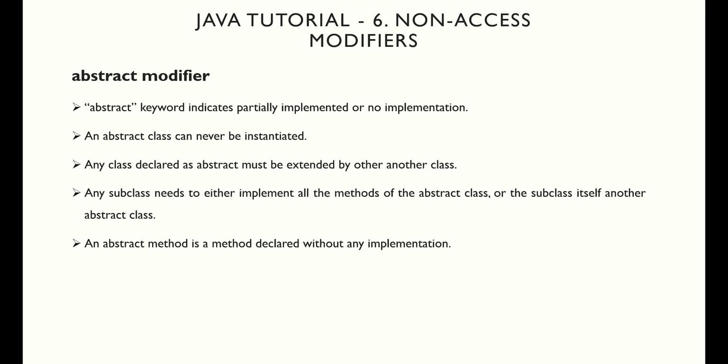Abstract methods. An abstract method is a method declared without any implementation. The method's body is provided by the subclass. An abstract method declaration ends with a semicolon. Any class that extends an abstract class must implement all the abstract methods of the superclass, unless the subclass itself is an abstract class. An abstract method can be declared only in abstract classes. This means if a class has an abstract method, the class should be declared as abstract. We will learn about abstract modifiers in a little more detail later in the OOPS concepts videos of inheritance and data abstraction.